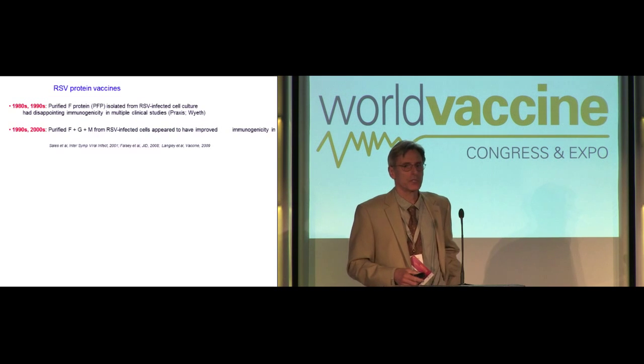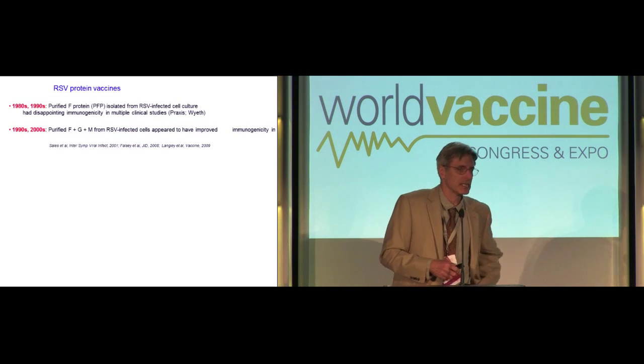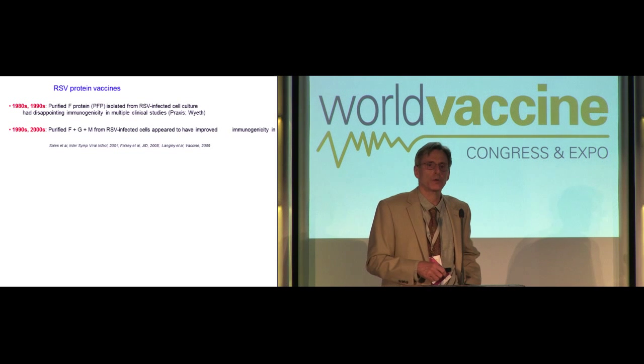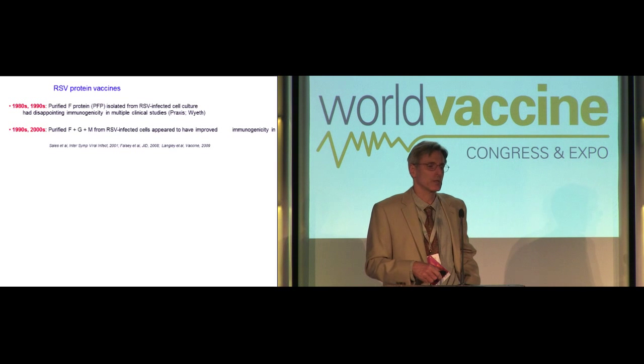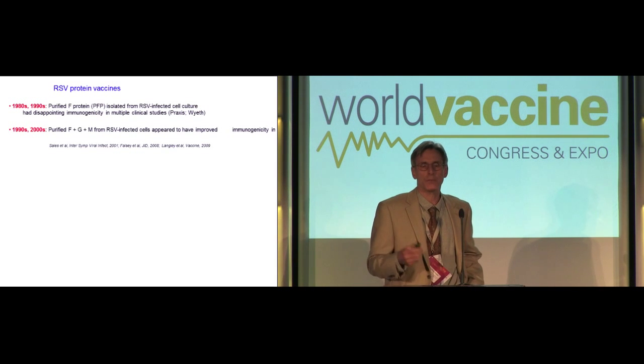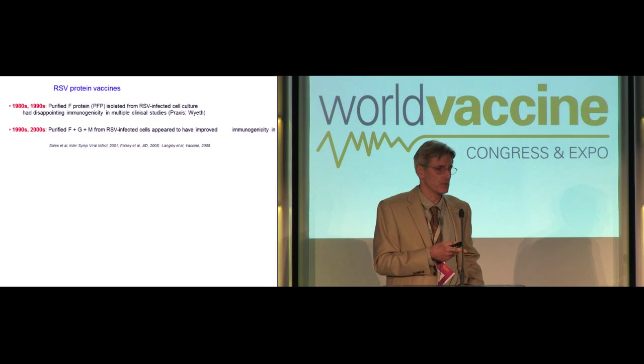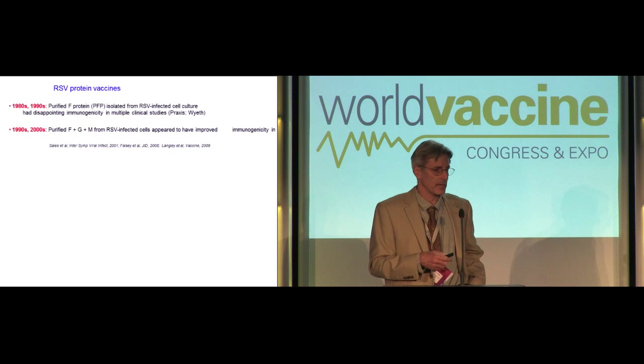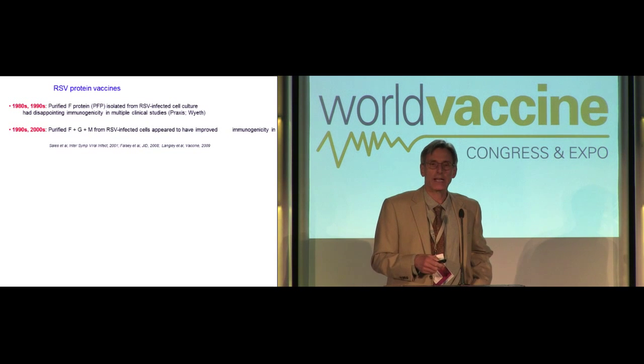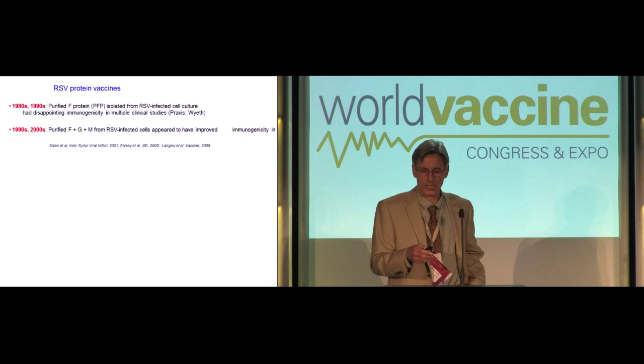So work with these protein vaccines began in the 1980s and 1990s with purified F protein from RSV-infected cells, and a variety of clinical trials, including maternal immunization. The immunogenicity was disappointing. There was then this subsequent vaccine of F, G, and M that Sanofi made, and the immunogenicity for that seemed to be somewhat better, but this has been discontinued.